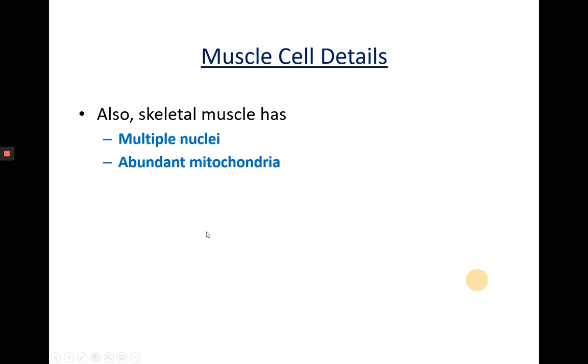The other two things that a muscle cell is going to contain a lot of are multiple nuclei and abundant mitochondria. And so you can think about why a skeletal muscle will have a lot of nuclei, and you can think about why they're going to have a lot of mitochondria. And that's part of what we'll talk about when we have our little collaborate session. So think about those two things.